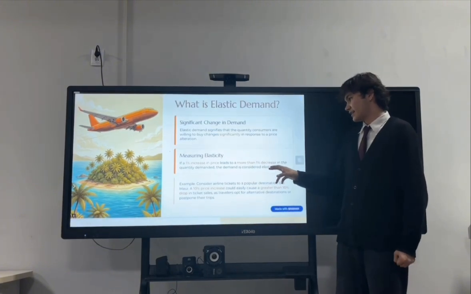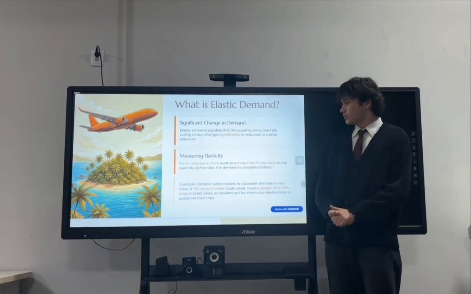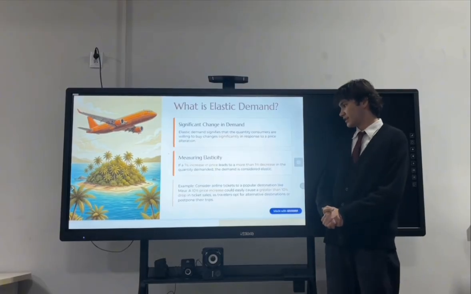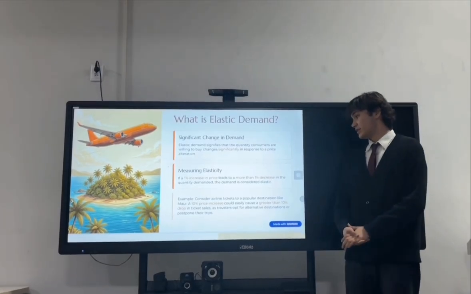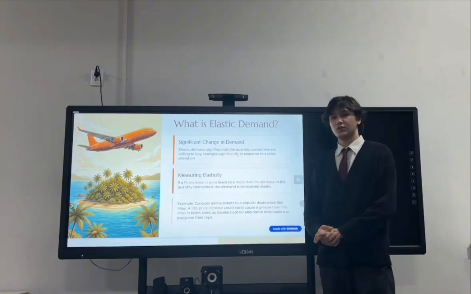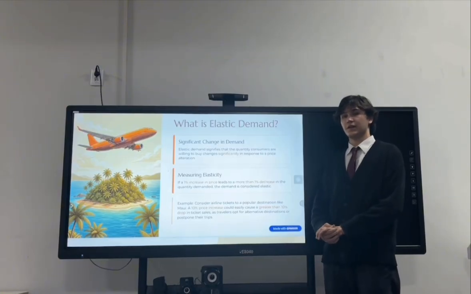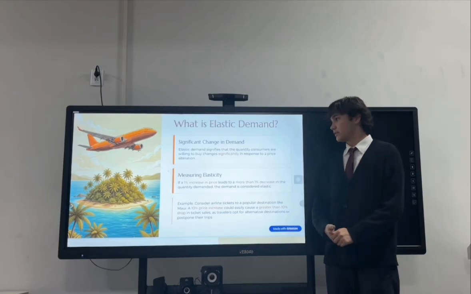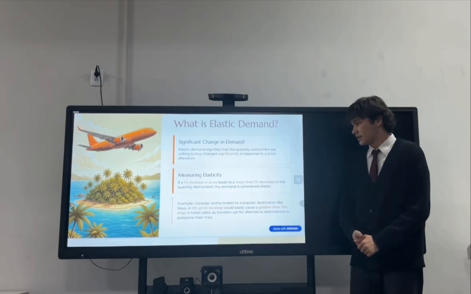Next one, measuring elasticity. If a 1% increase in price leads to a more than 1% decrease in the quantity demanded, the demand is considered elastic. So we have this formula: if the ratio is higher than 1, that means it is elastic.